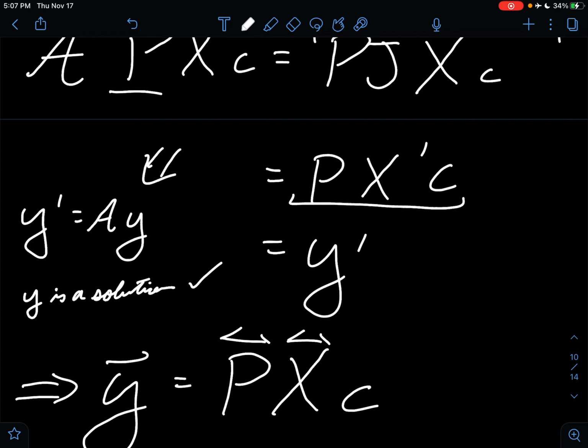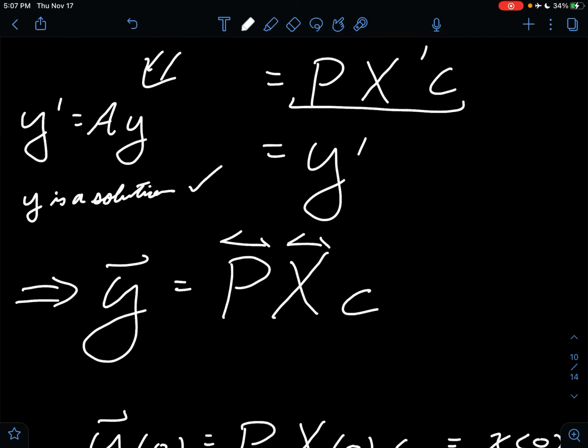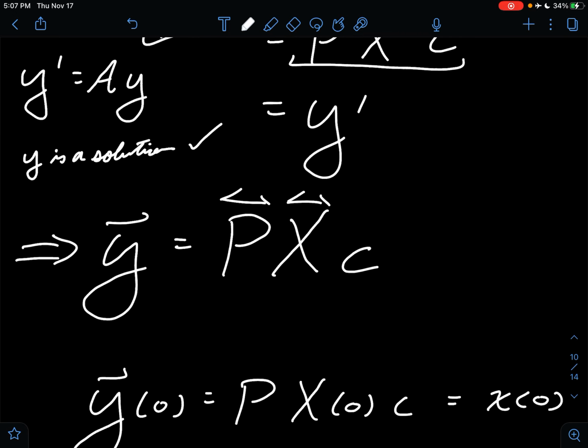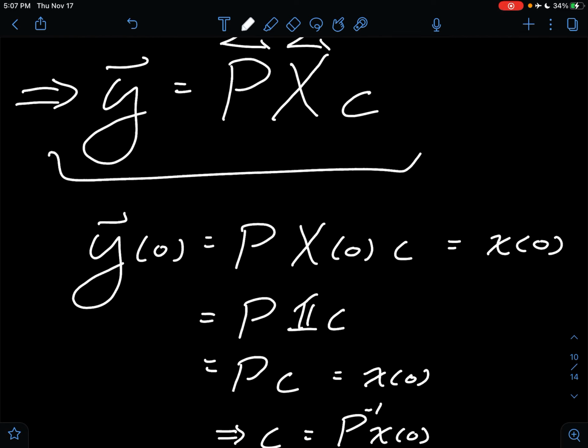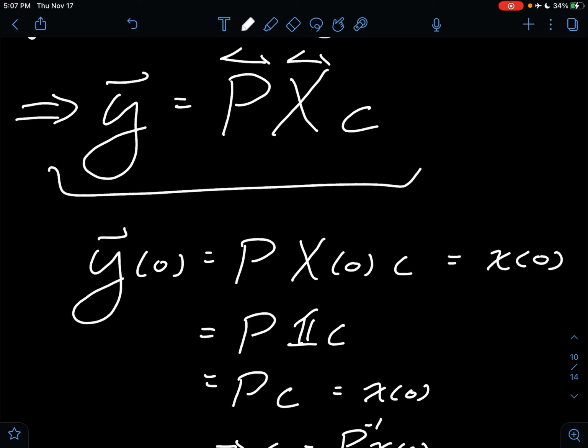Okay, and you can see the lecture notes for why y has to be the solution as opposed to some solution. Why the solution is unique. So y is PXC, where y is the solution to this problem. Now let's look at the initial condition. If we plug in 0 for y, because this is a function, this X has a bunch of t's in it, so this is just one big function.